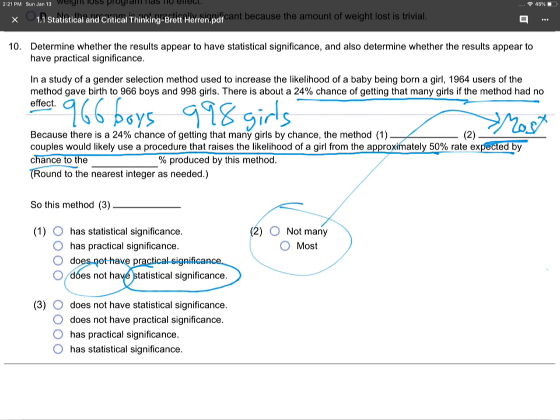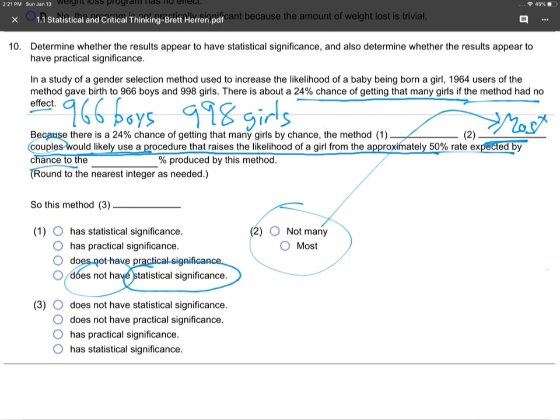Do you see why? Most couples would like, oh, no, not most. It's not many. Yeah. Am I totally confusing you? Am I helping? Maybe if we read on, it'll be helpful. We'll come back to this. It's going to be not many, but here's why. Not many couples would likely use a procedure that raised the likelihood of a girl from 50%, approximately, expected by chance, right? 50% chance at random, to the whatever percent produced by this method.